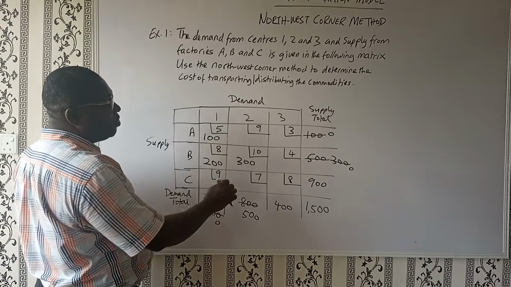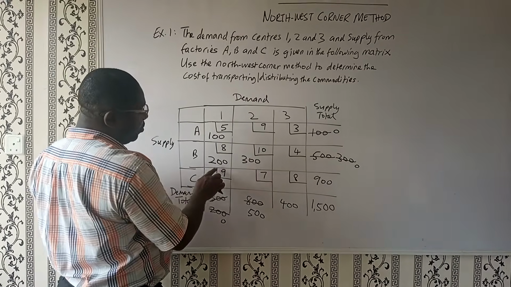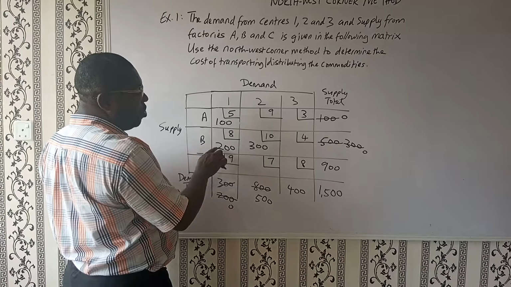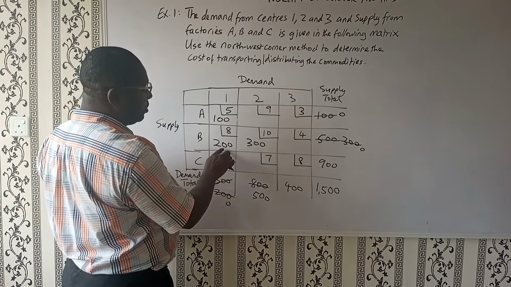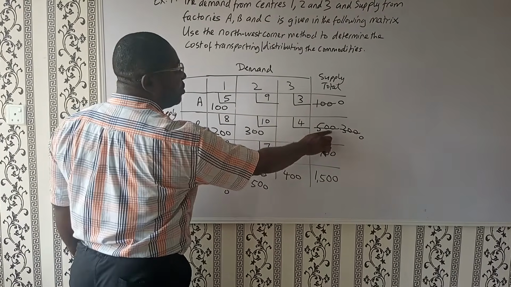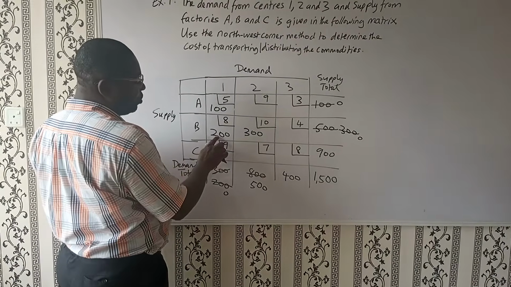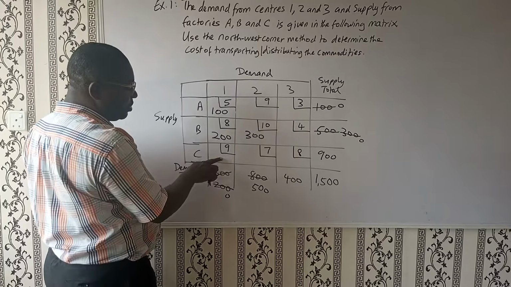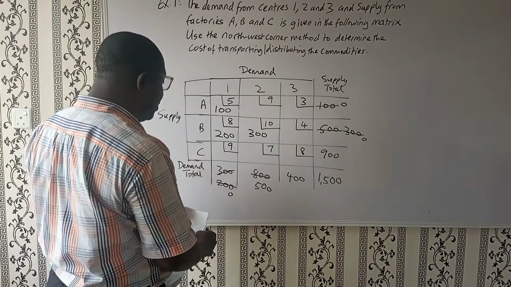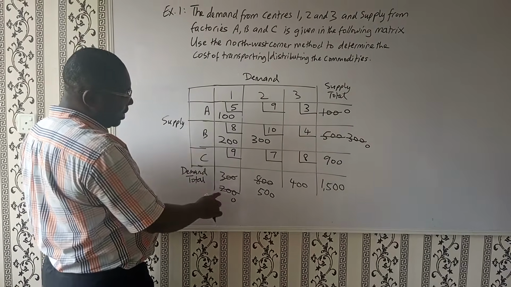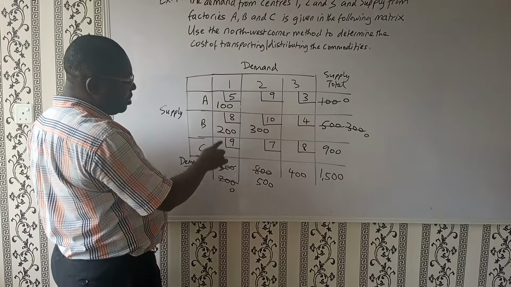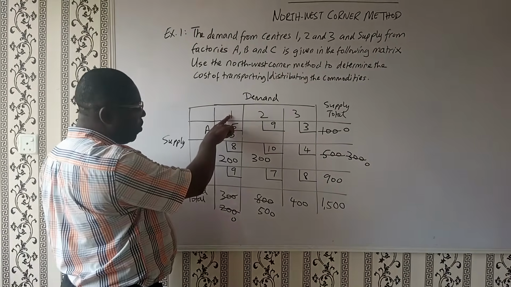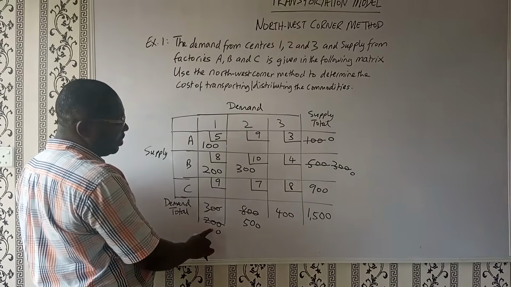Okay, now let's move to this point. Now if we move here, you realize that from factory B, we have exhausted all the supplies of 500. They have 500. We have exhausted the supply of 200 and 300. So we move to the next row. In moving to the next row, we come here and ask, do we have any problem here? No, we have satisfied center 1 already here. We have satisfied center 1.